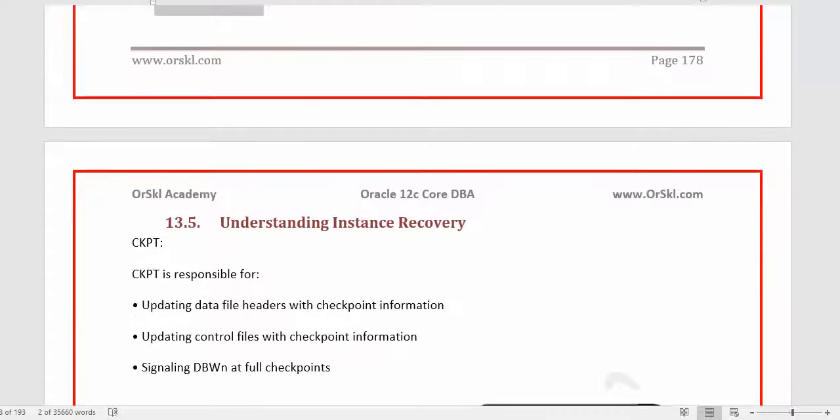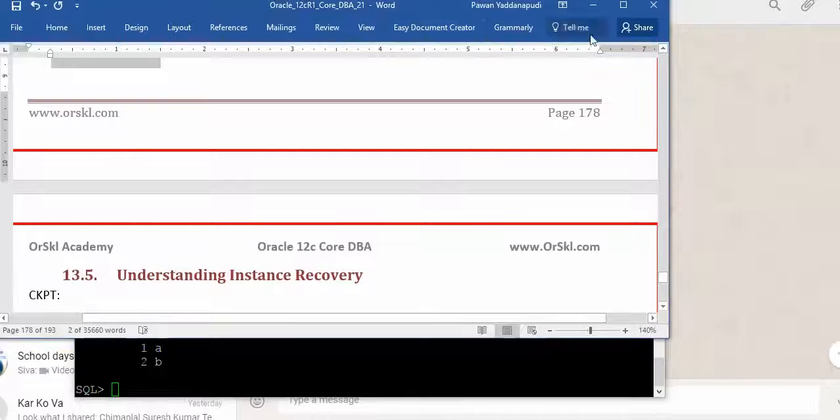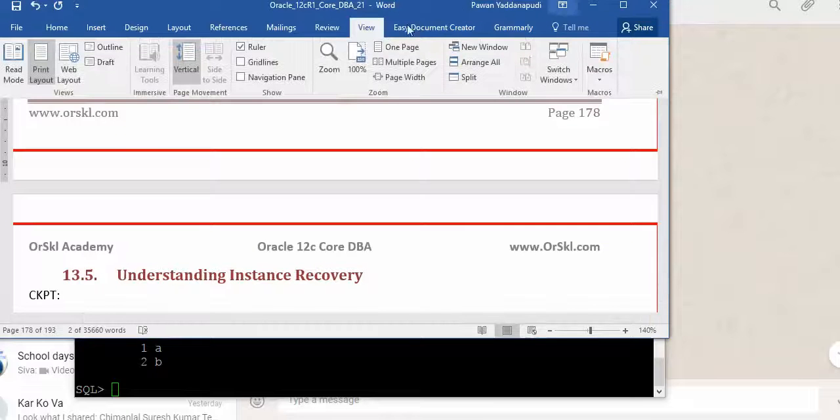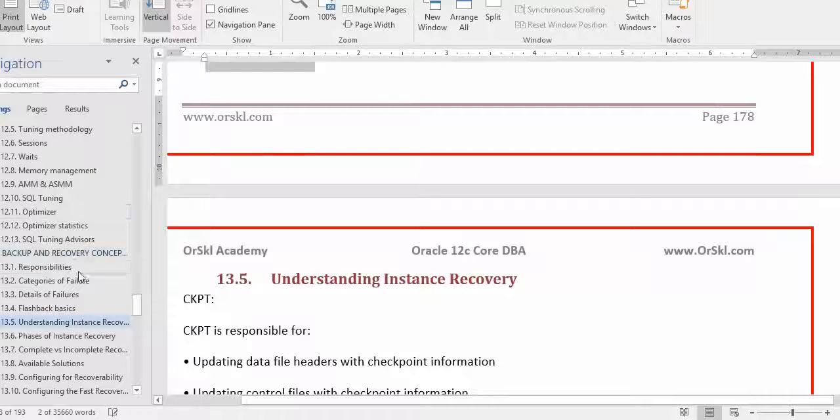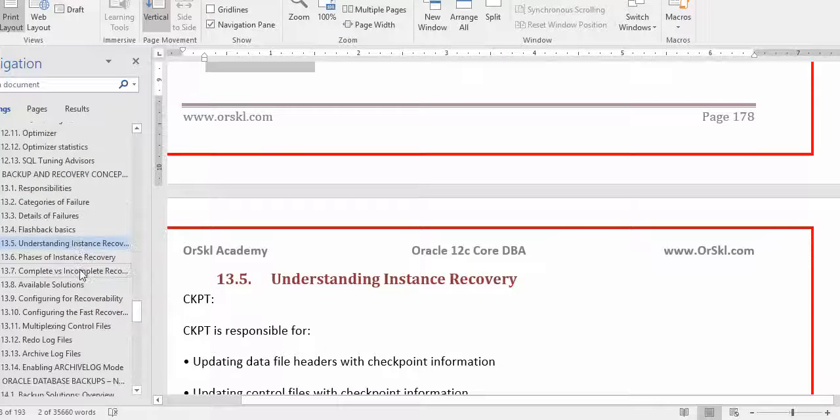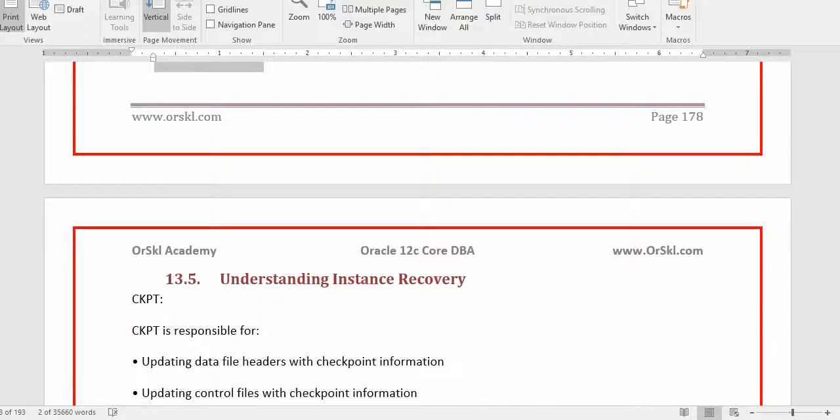Before I move any further, let me give you the navigation and then let me check. Okay. So what we will do in this particular session is cover complete versus incomplete recovery, and then we will stop, because this is going to take some time and there are many other topics which we will cover in the next session. Okay, so that's the big checkpoint.